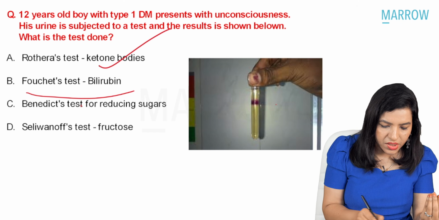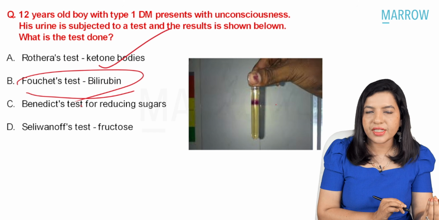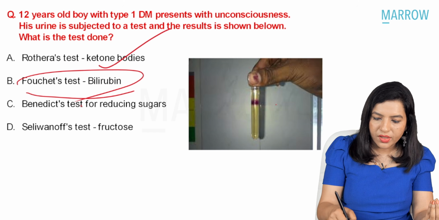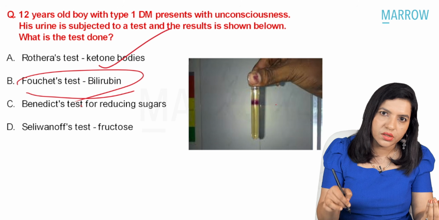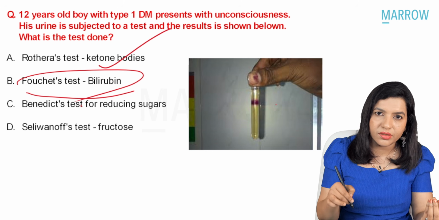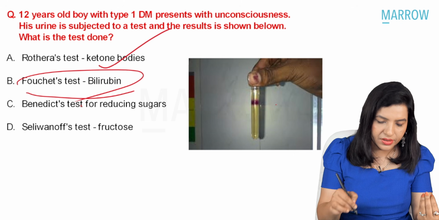And what is Fouchet's test? Fouchet's test is a test for bilirubin, which we are not expecting in a patient presenting in a comatose state in type 1 diabetes mellitus.